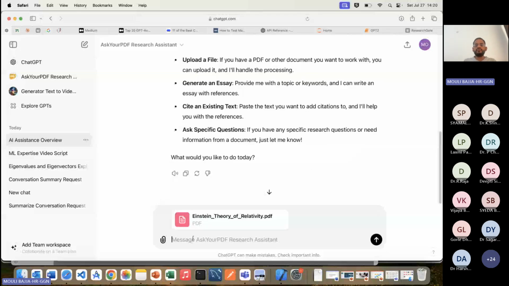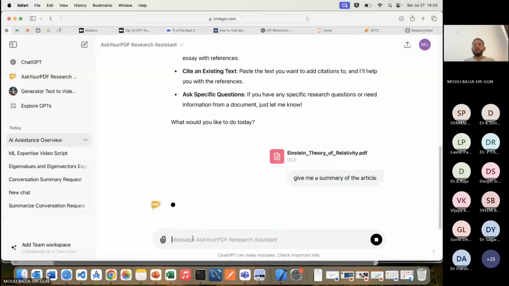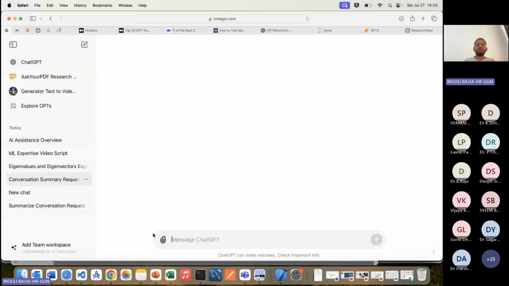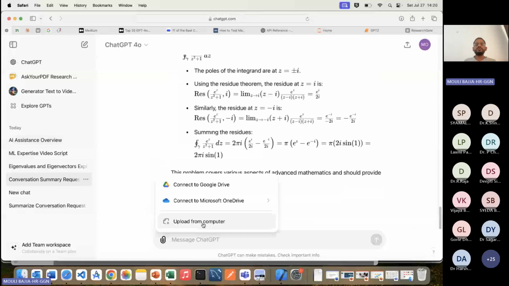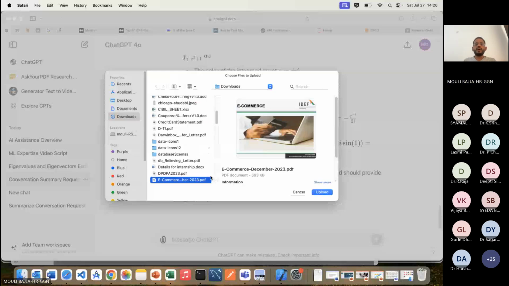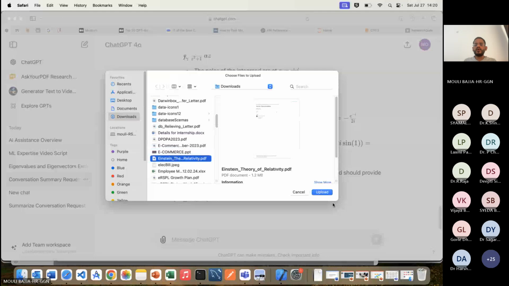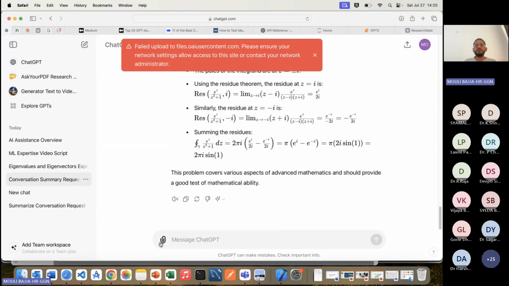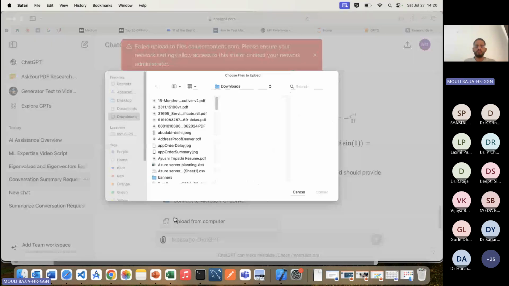Give me a summary of the article. Let's see how it is going to answer. Oh, hell. All right, no problem. Let's go to the regular one. Forget those high-tech exclusives. There could be some issue with the attachment.